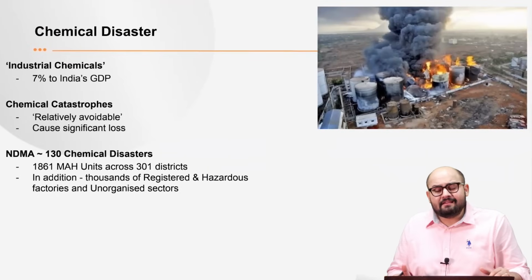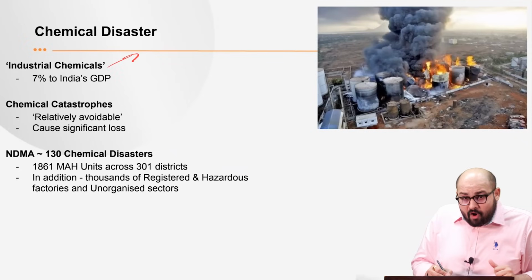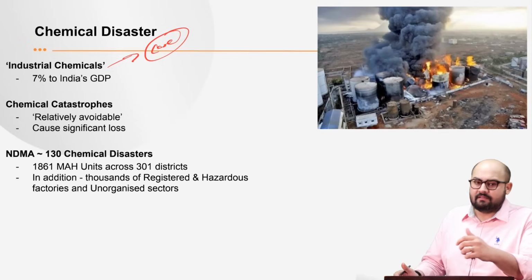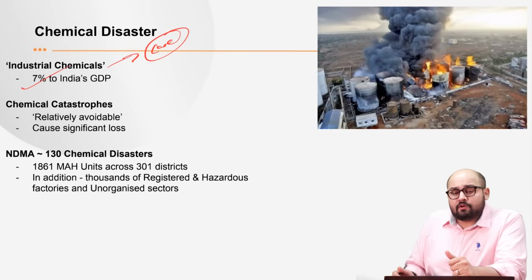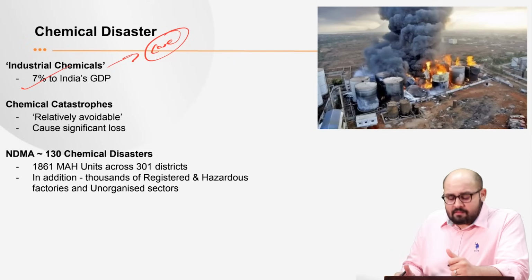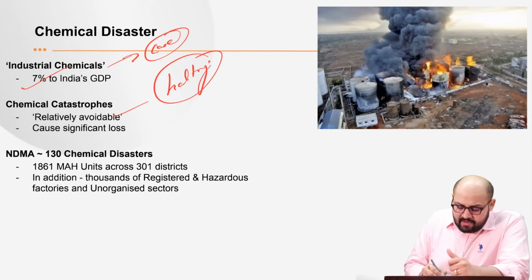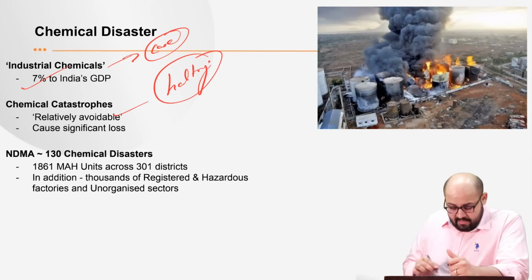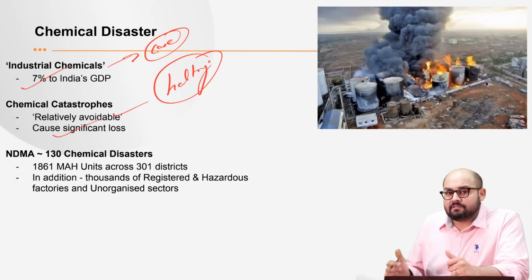Now talking about these industrial chemicals, what we need to keep in mind is that they form the core of the modern industrial systems, right? These industrial chemicals, according to our data, contribute to around 7% of India's GDP, right? Now, these chemical catastrophes which have occurred in the last decades were relatively avoidable. And these catastrophes have led to halting of industrial growth and expansion. Moreover, they have caused significant loss of human life, property, livelihoods, right?